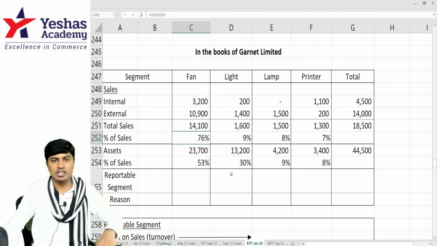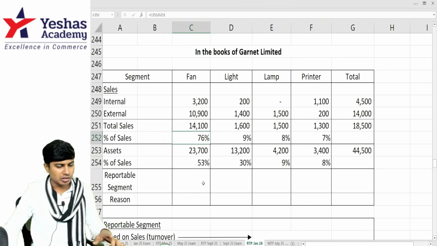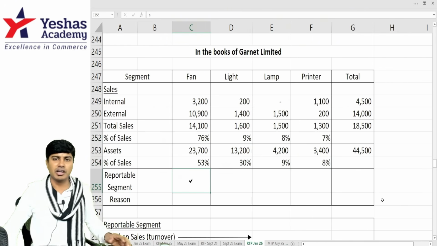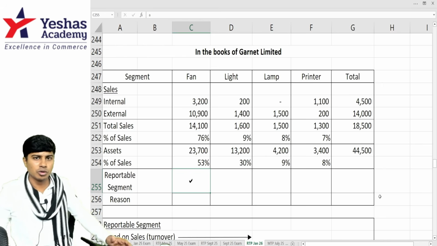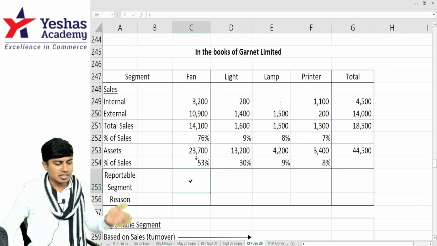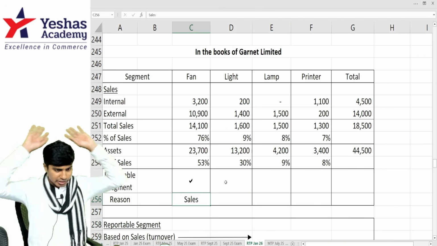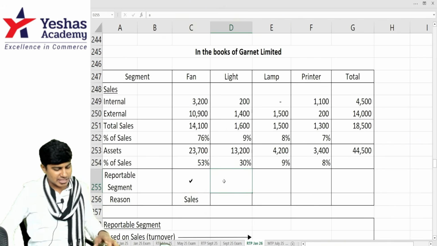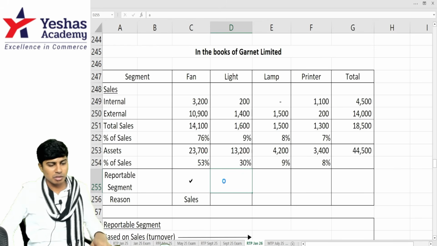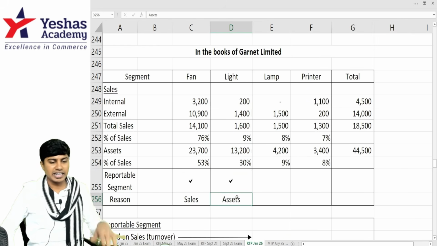Fan, 76% of the revenue: reportable. People who are not studying are all buying fan, stool, rope. I don't know why. This is a reportable segment. The reason is revenue. Light, at 9% of revenue, is not enough on revenue, but assets are there, enough. So it is also a reportable segment, based not on the revenue criteria but on the asset criteria.